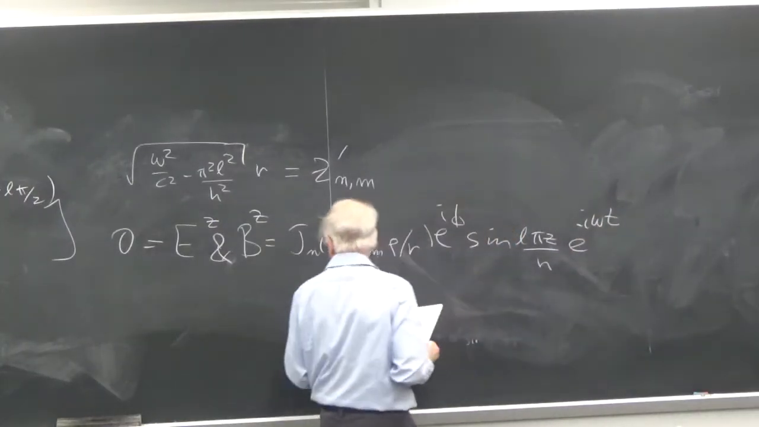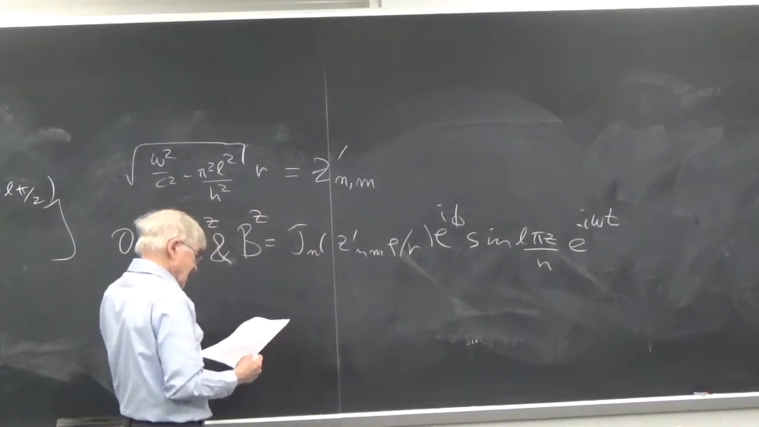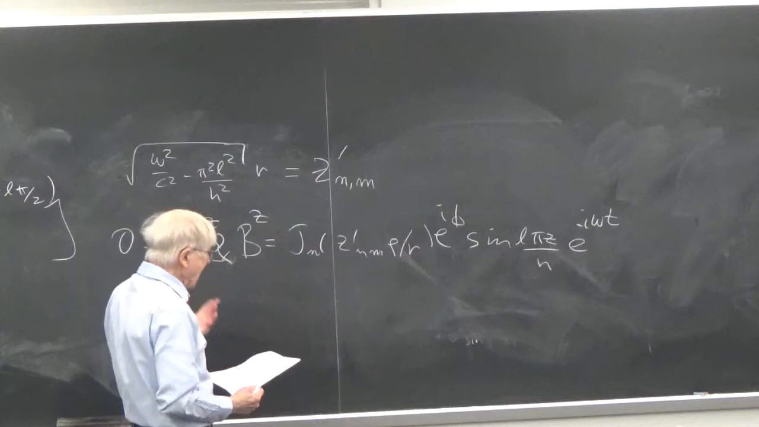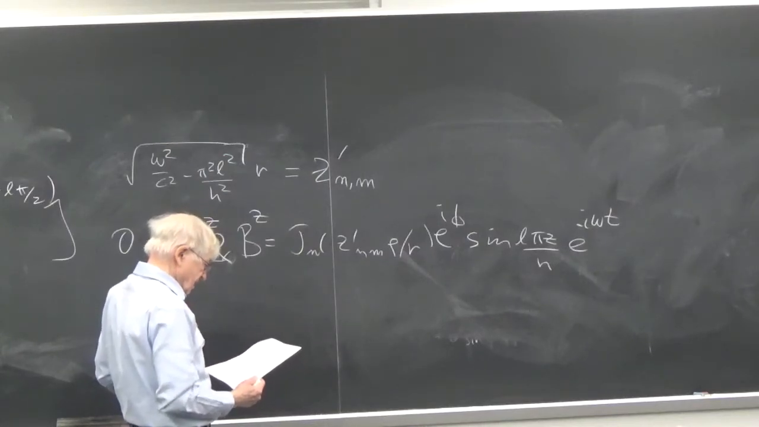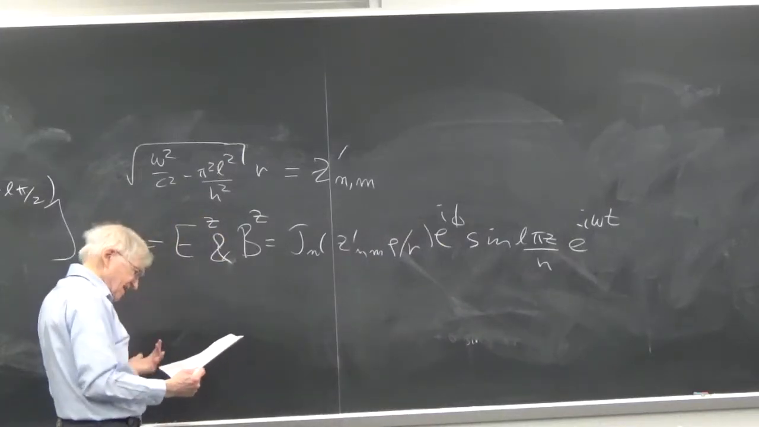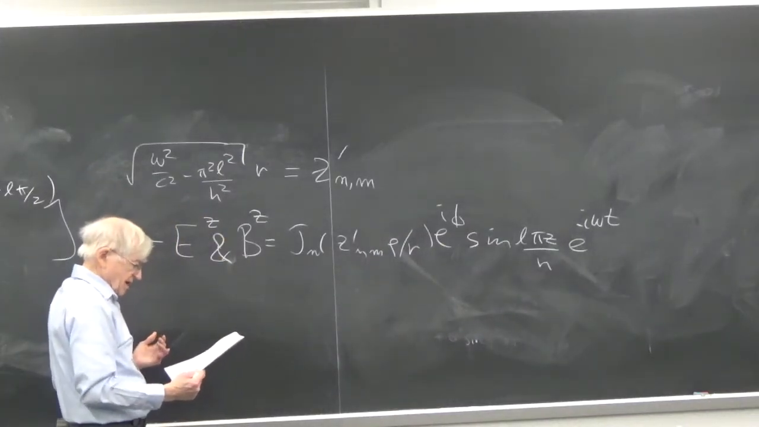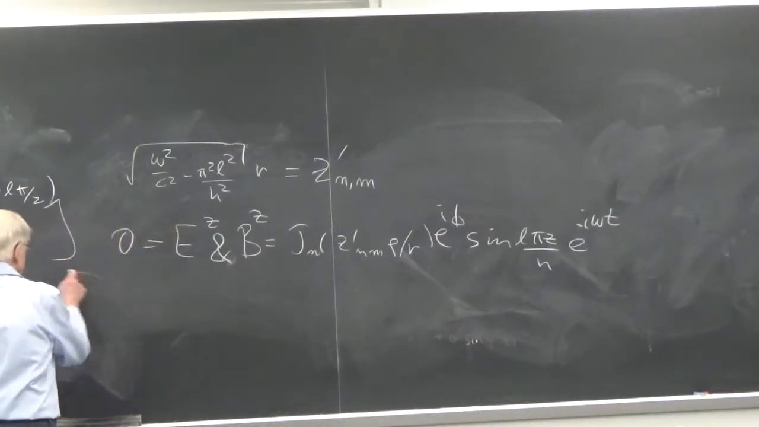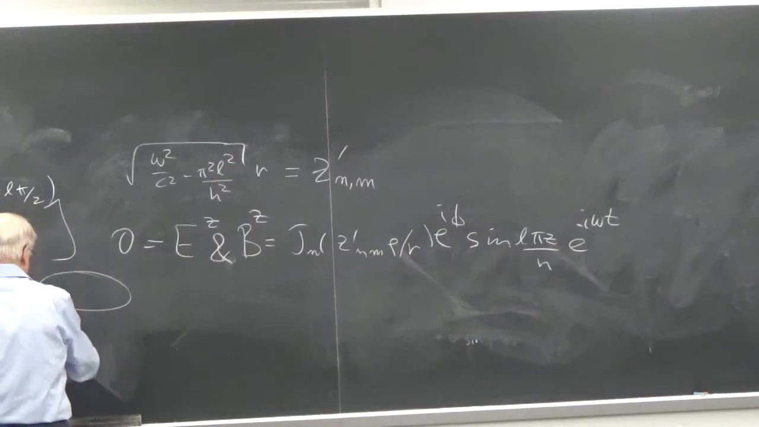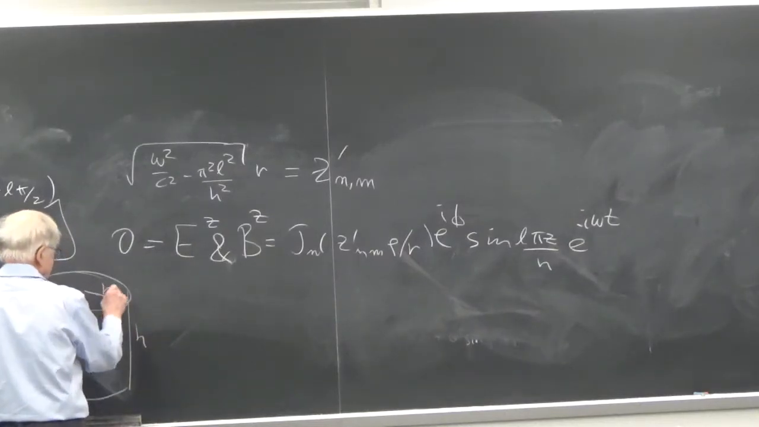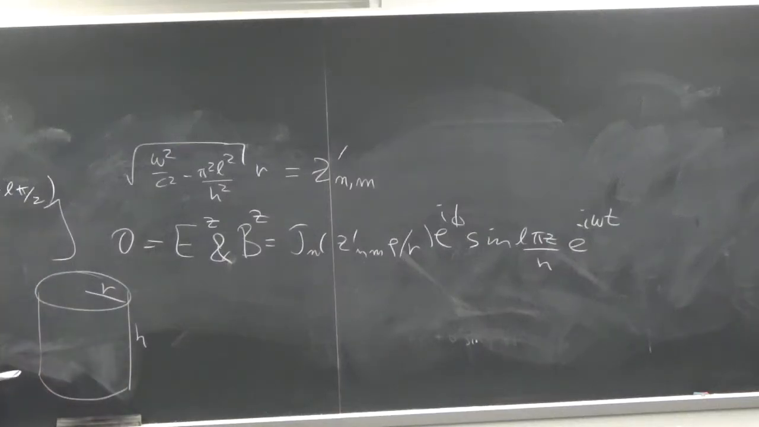We want to show that these satisfy both boundary conditions at rho equals R and the other ones at Z equal to 0 and Z equal to H. So what we're considering here is a cylinder of height H and radius R. So this is a cylindrical cavity.